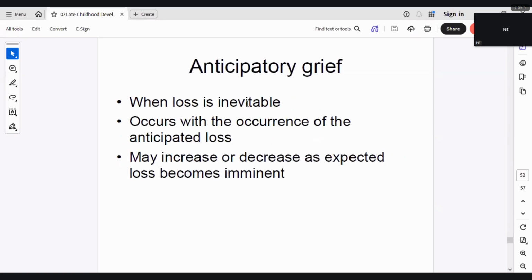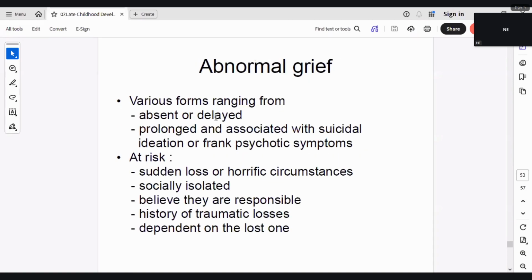Anticipatory grief is when loss is inevitable, when you know that someone is going to pass. It occurs with the anticipation of loss and increases as the loss becomes more imminent. An abnormal grief has various forms, ranging from absent, having no symptoms of grief, or delayed, or prolonged and associated with suicidal ideation or frank psychotic symptoms. So this makes it abnormal.